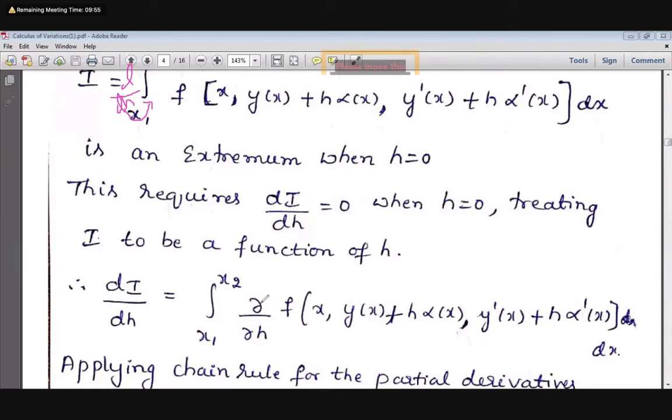Okay, that's why this becomes partial. This d by dh became dou by dou h, and everything else is the same. All these are the same. Only this d by dh changed to dou by dou h. Okay.